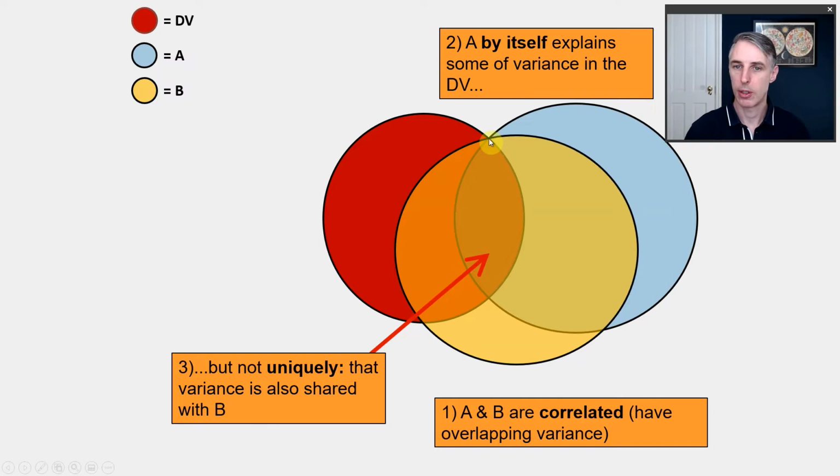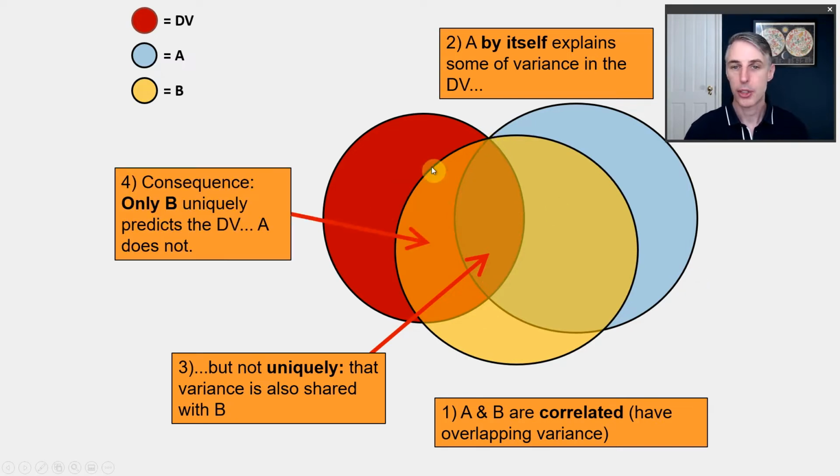Now the reason for that is that this bit of variance that A appeared to be explaining is not actually uniquely attributable to A, because it is also shared with variable B. That correlation between A and B means that this bit of the variance that previously was attributable to A is no longer uniquely attributable to A. Instead, the only bit of the variance in the DV that can be uniquely attributable to either of the predictors is this bit here, and that is attributable uniquely to variable B.